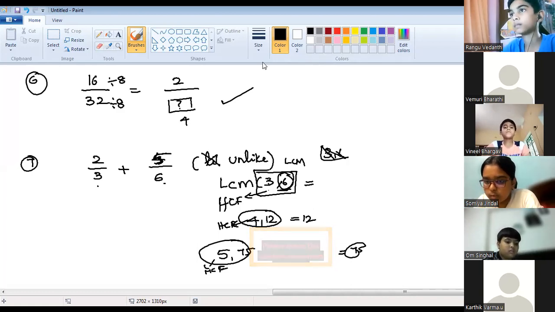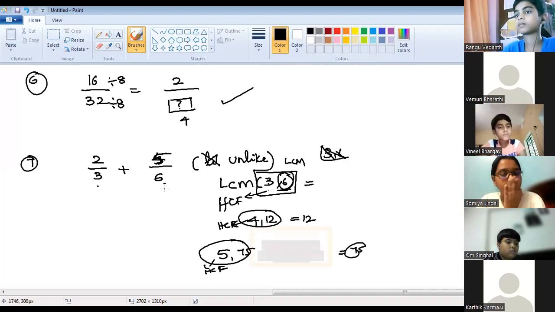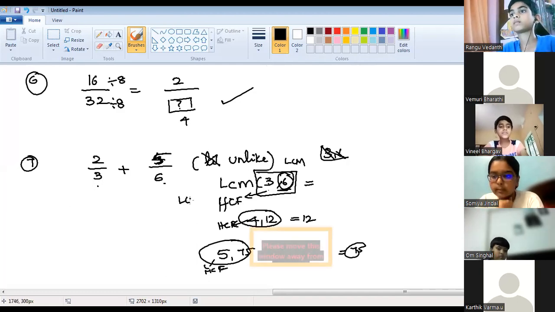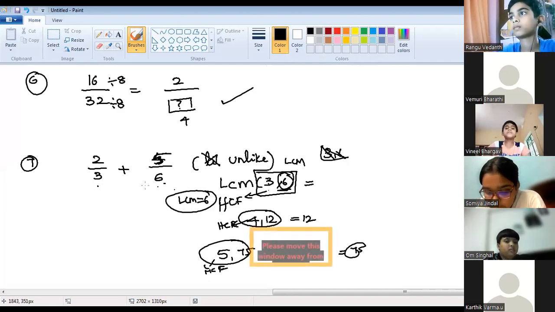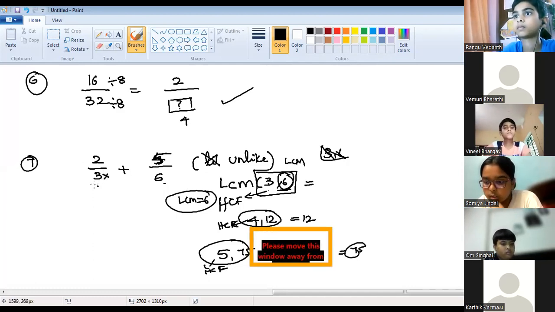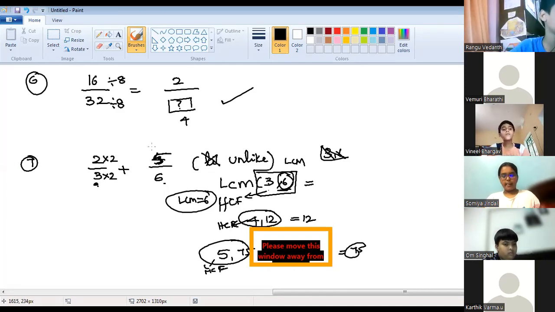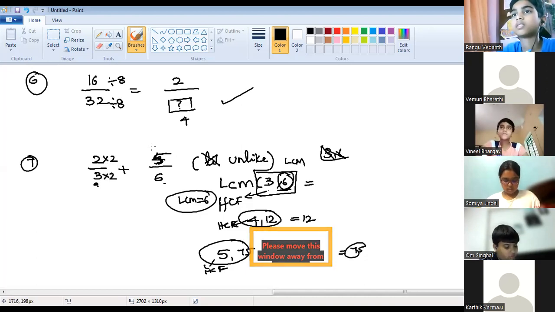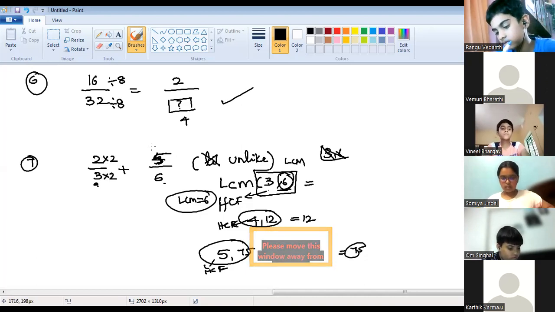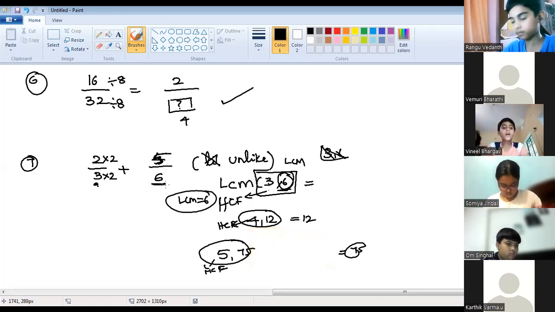Next, right now what LCM do we need? LCM is 6. In this case, the LCM is 6. So just by looking at the numbers, you see the first fraction's denominator is 3. To make 3 into 6, what number should you multiply by? 3 twos are 6. Next, you should multiply the first fraction by 2. No need to change the second fraction. Why? Because its denominator is already 6.